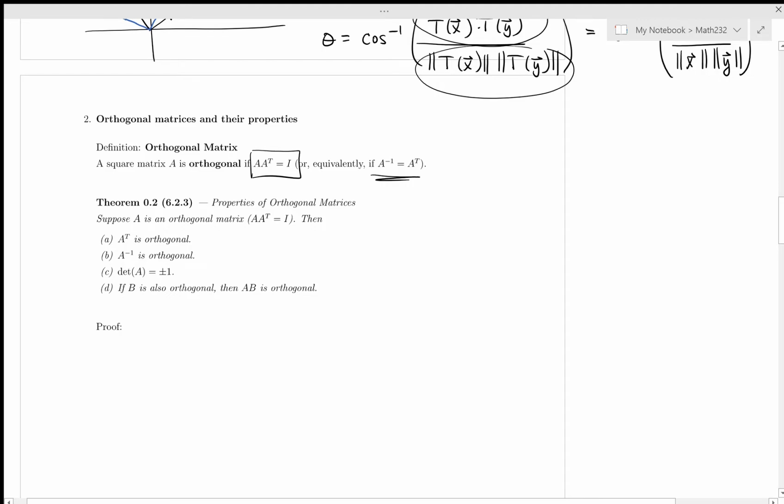If that is the case, there are other properties that A will have. Its transpose will be orthogonal, its inverse will be orthogonal, and importantly, the determinant will be plus or minus 1. And if we have some other orthogonal matrix, the product of the two of them will be orthogonal. All of these are pretty straightforward to show.